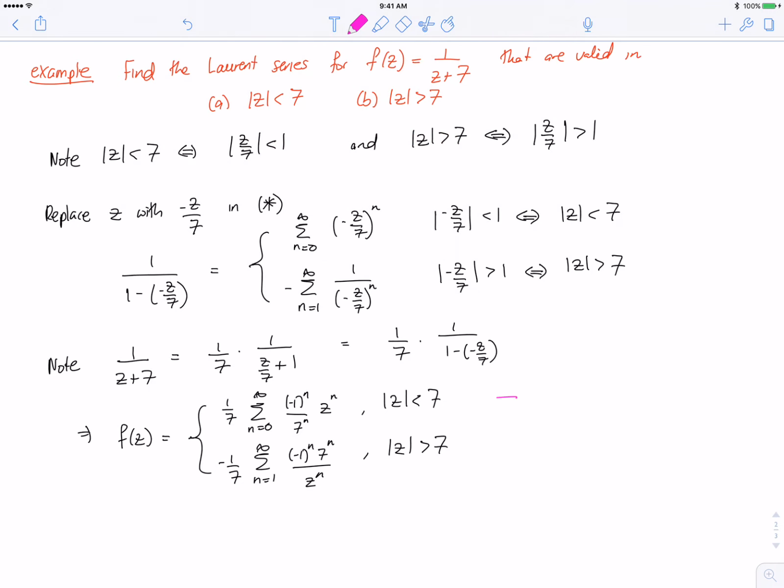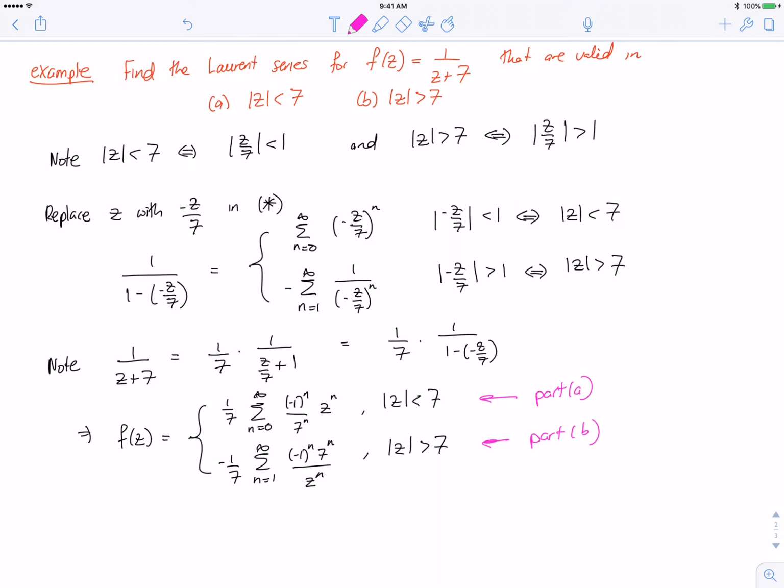So this guy here converges when modulus of z is less than 7, which is what I wanted for part A. And to get a Laurent series which converges when the modulus of z is greater than 7, just take this guy. So that's how you do it. That's how you find the Laurent series for when you have a positive on the denominator.